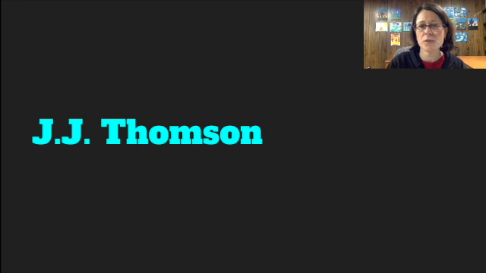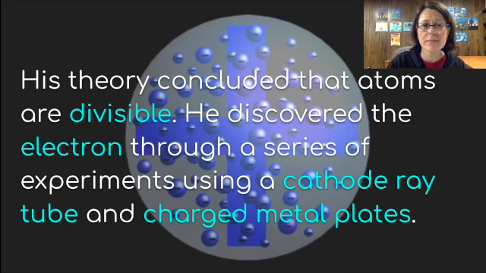Now, Dalton did his work in 1803. He published his work. It was later in the century, around 1897, that J.J. Thomson published his theory, added to the atomic theory. And his theory concluded that atoms are divisible. He discovered the electron through a series of experiments using a cathode ray tube and charged metal plates. Now, you'll find a picture of this experiment in your book. And there's also a picture showing his model in the background here. And I'll explain that a little more in depth.